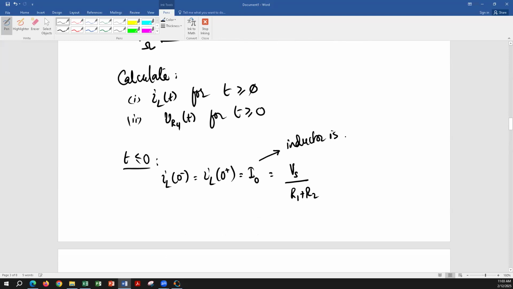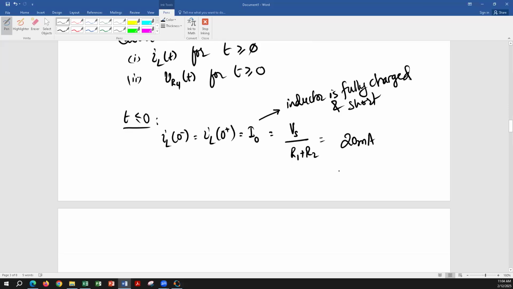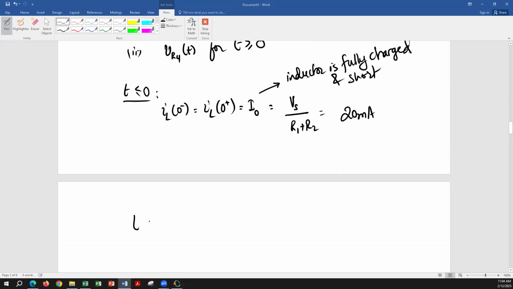The inductor is fully charged and shorted. So that's my I naught, equal to Vs1 divided by R1 plus R2. So 20 milliampere. So that's my initial value of current. Now we're going to analyze the circuit after the change is going to happen.